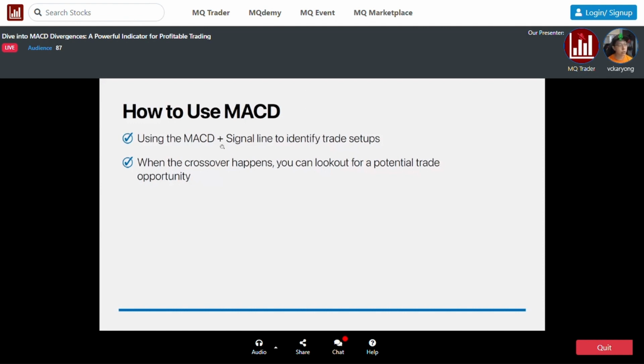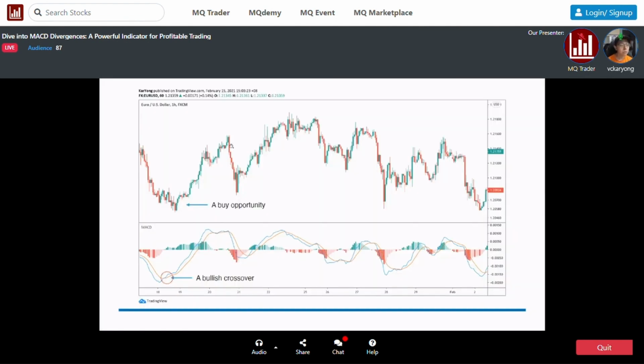Okay, so what we can do is use the orange and the blue line to help us identify certain setups, right? In the setup over here, we're looking at a crossover. For example, before the MACD actually crosses below, we have a crossover, and a crossover basically means that two lines intersect. Blue and orange, you can see it intersects, and of course it's tilting to the upside after it intersects. It means a buy opportunity is coming.